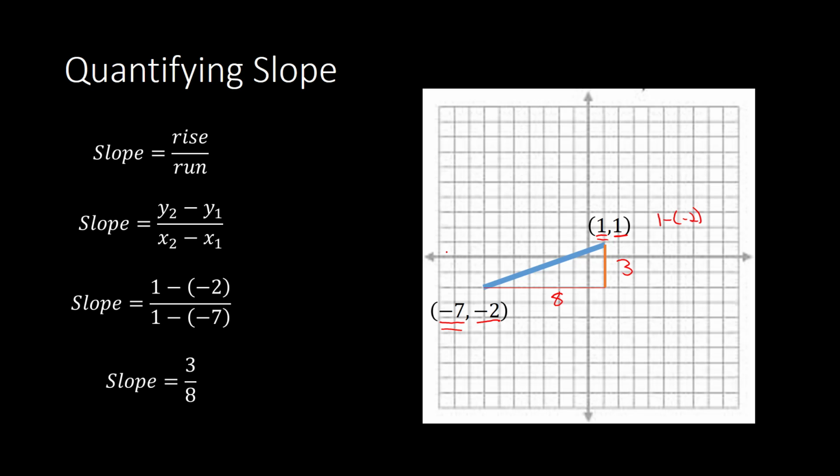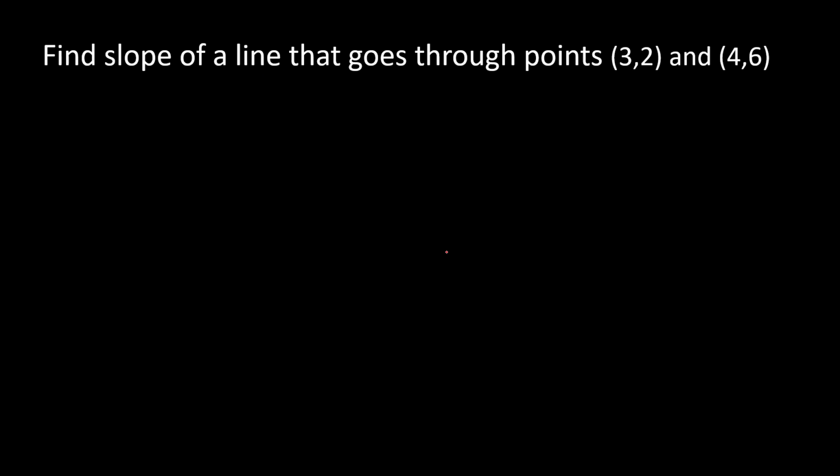Now let's try another one. Let's say we had 2 points, (3, 2) and then (4, 6). And we're trying to find the slope of a line that goes through those 2 points.